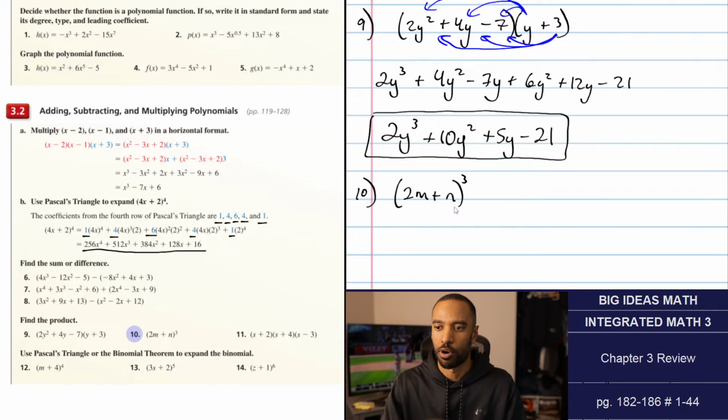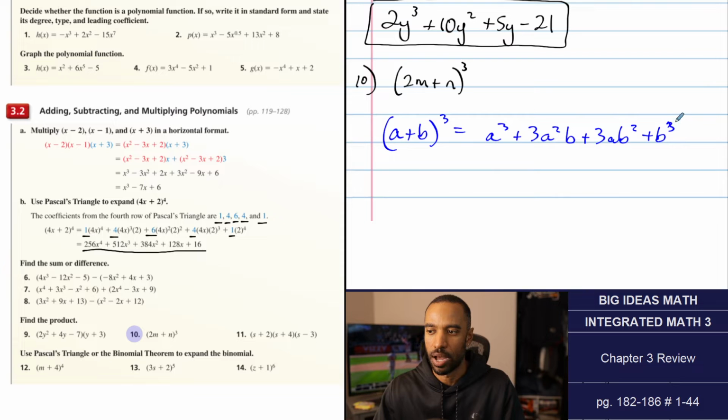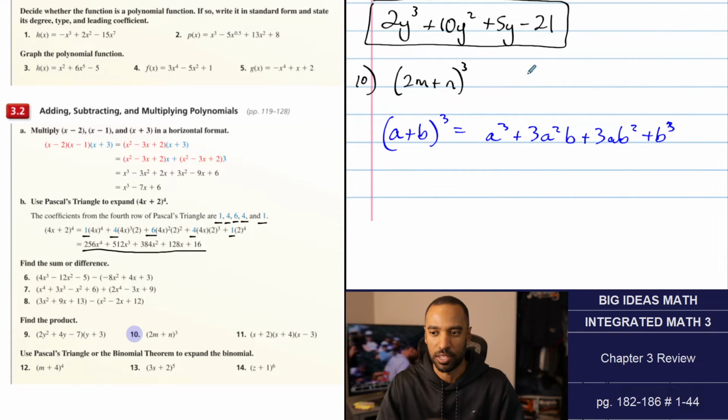Now, let me write out what the formula itself is, and this does have to do with, again, the Pascal's triangle thing. A plus b quantity cubed is a cubed plus 3a squared b plus 3ab squared plus b cubed. I think it's probably one of the last ones that they assume you know over time at some point, but if you want to use Pascal's triangle, go ahead.